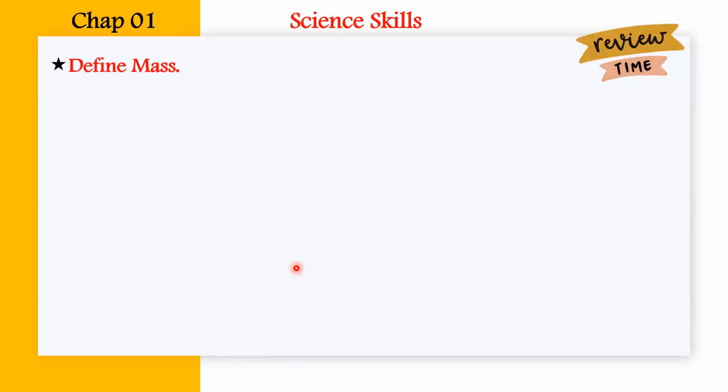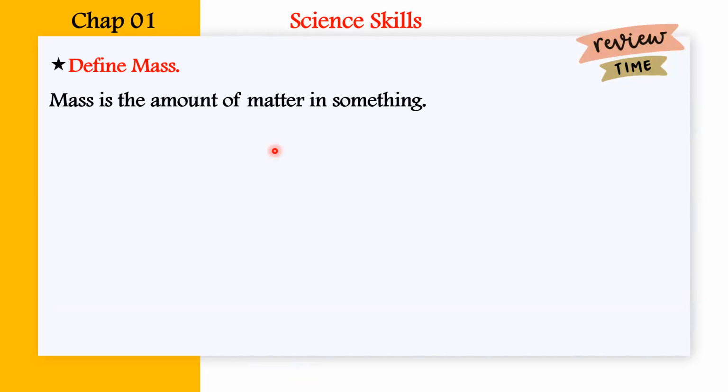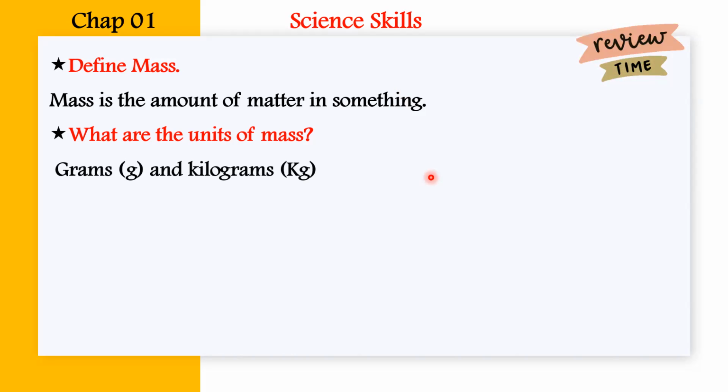Now it's time to review. Who will define mass? Sir, can I? Sarim Shahab Mughal. Mass is the amount of matter in something. Very good, very nice. What is the unit of mass? I will ask this question of Muhammad Ibrahim. Weighing scale and electric balance. No, I'm asking about the unit of mass. Kilogram and gram. Very good. Kilograms and grams are the units of mass.